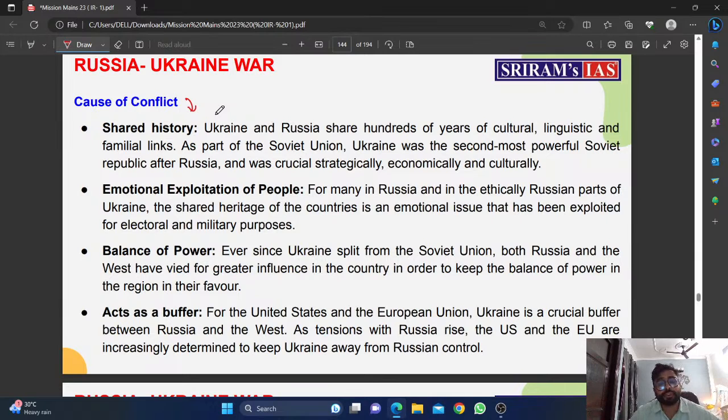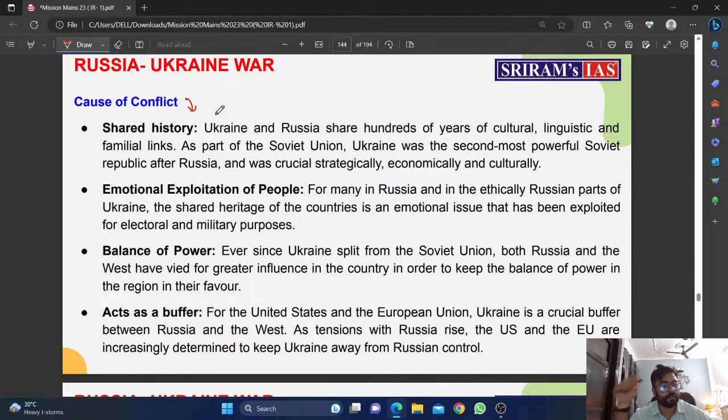Then there is an emotional exploitation of the people. Many Russians are much closer to the ethnic areas of Russia. That means they have their old legacy in Russia, so they will incline towards the policies of the Russian government. And then ever since Ukraine split from the Soviet Union, both Russia and the West have wanted greater influence in the country. Both have tried to gain their influence in Ukraine.